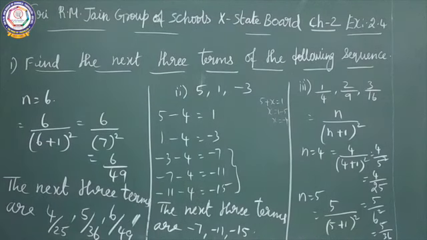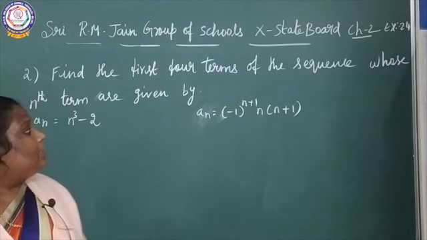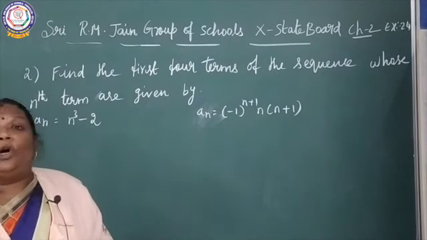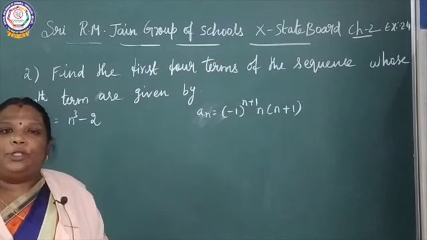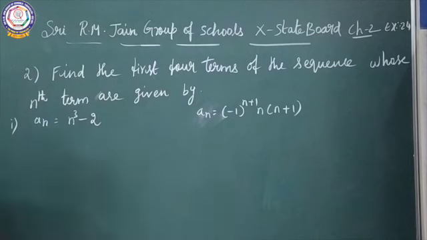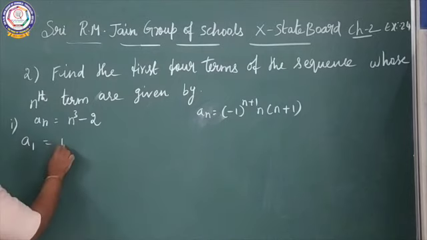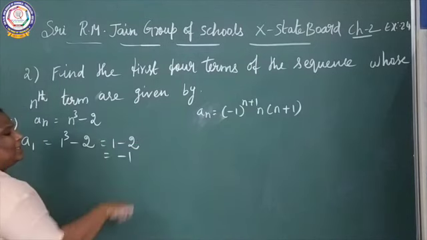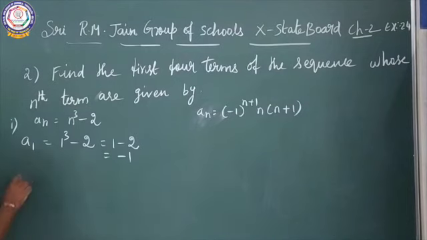See, find the first four terms of the sequence whose nth term is given. So you can substitute the value of n equal to 1, n equal to 2, n equal to 3 like this. See, n equal to 1, a1, in the place of n I replace by 1. a1 equal to 1 cube minus 2. What is 1 cube minus 2? 1 minus 2, the value is minus 1. Next, a2 equal to 2 cube.